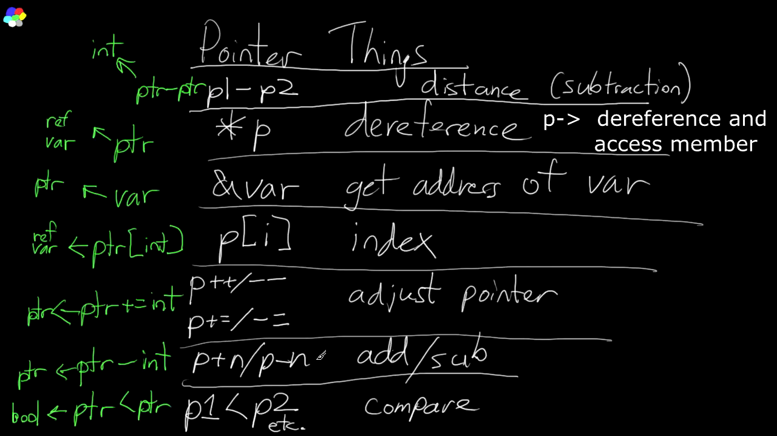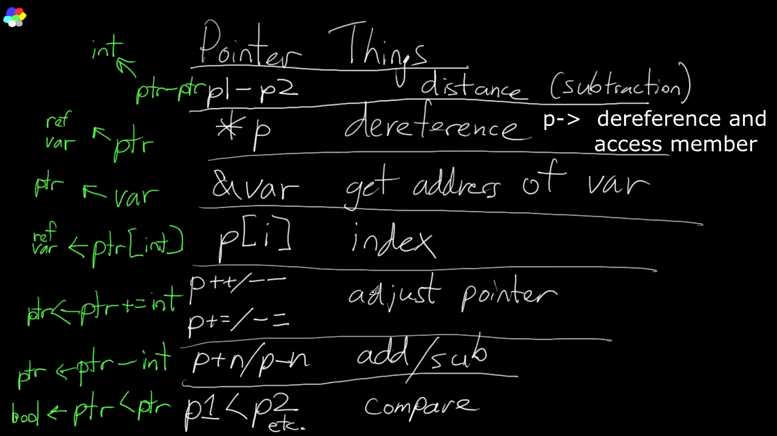As you can see, most of these things either return a pointer or they evaluate to a reference to a variable that you can mess around with, except for the comparison, which returns a bool, obviously, and the distance or the subtraction between pointers, which returns an integer.